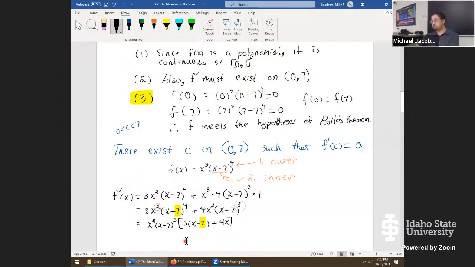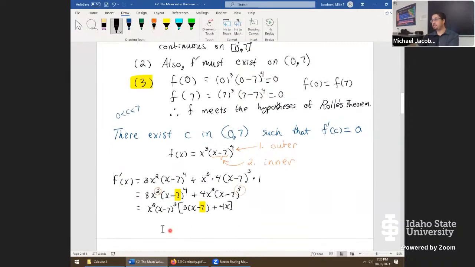Okay, so we've done a pretty good amount of factoring just at this stage. Next thing we can do is just clean this up even more. Let's expand and combine like terms. This is now x squared (x minus 7) cubed, (3x minus 21), plus 4x.